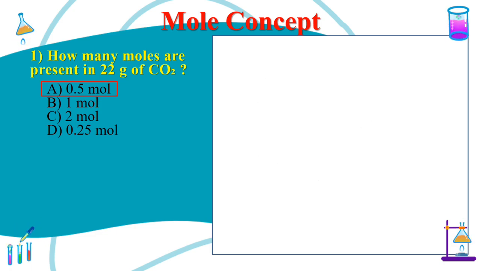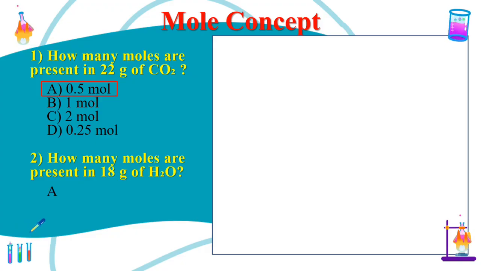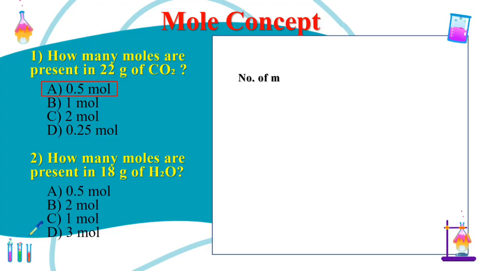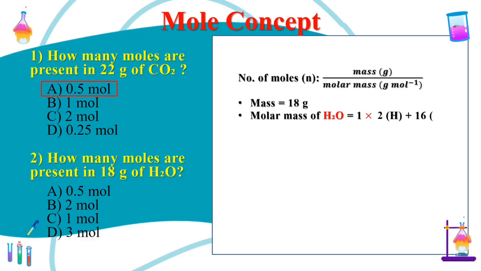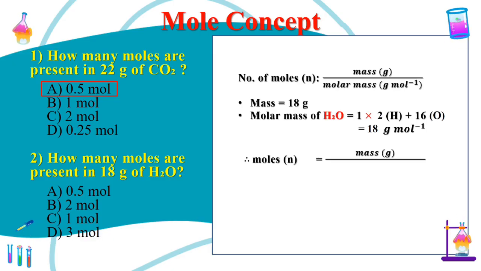Second question is similar to the first one, that is how many moles are present in 18 gram of water. Similarly, to calculate this with the help of the formula, you need to calculate molar mass of water, that is 18 gram per mole. Substitute mass and molar mass value to get the moles of water, and that is 1 mole.